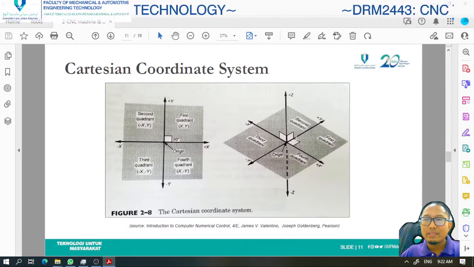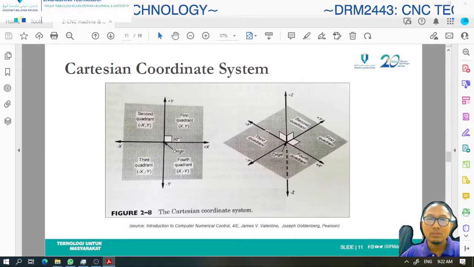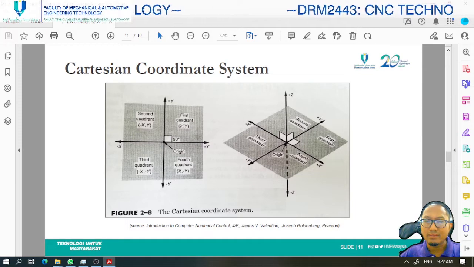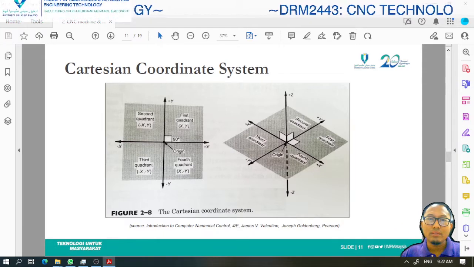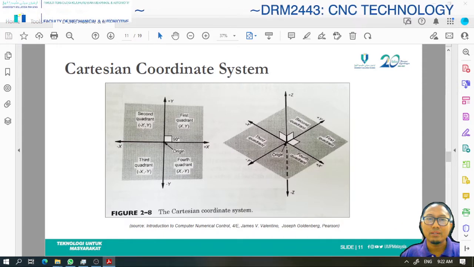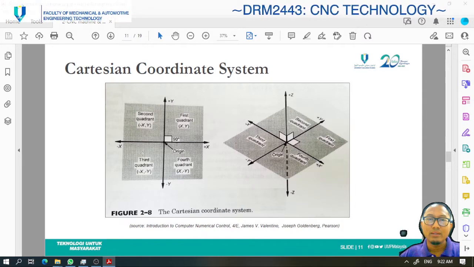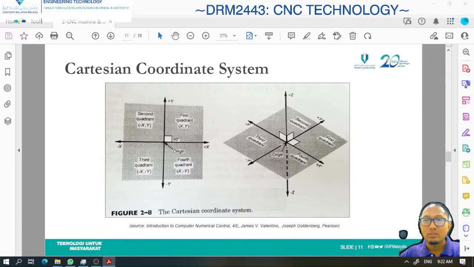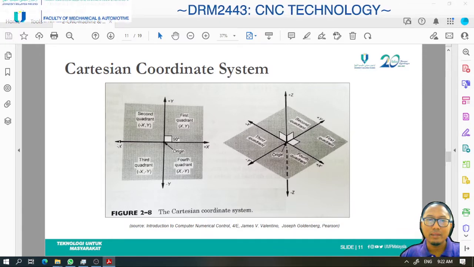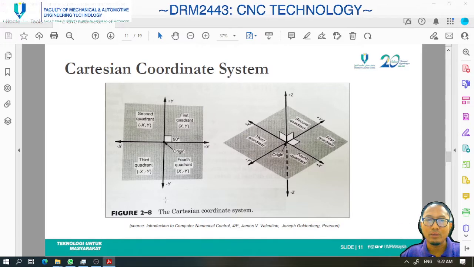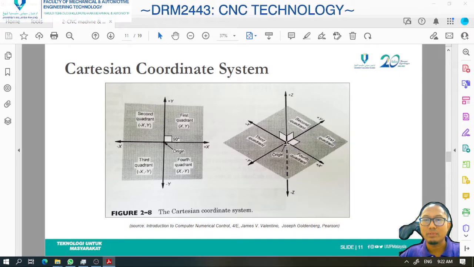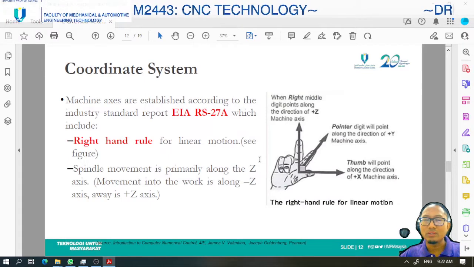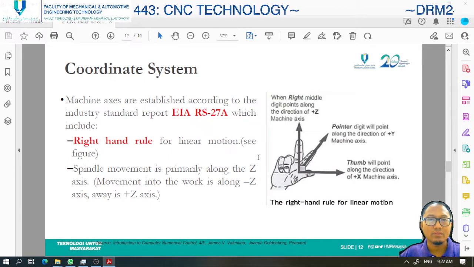Next, we proceed with the Cartesian coordinate system. The Cartesian coordinate system is a very common one. We have X, Y, and Z. We have the first quadrant, X and Y positive. Second quadrant, negative X, positive Y. Third quadrant, both X and Y are negative. And the fourth quadrant. So we have x positive and negative, y positive and negative, and we also have z positive and z negative. So this is a Cartesian coordinate system. We use it a lot in geography and so on.